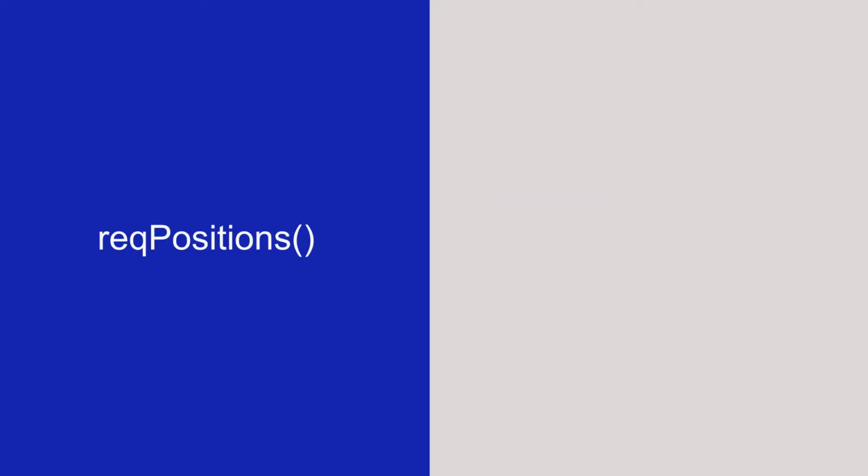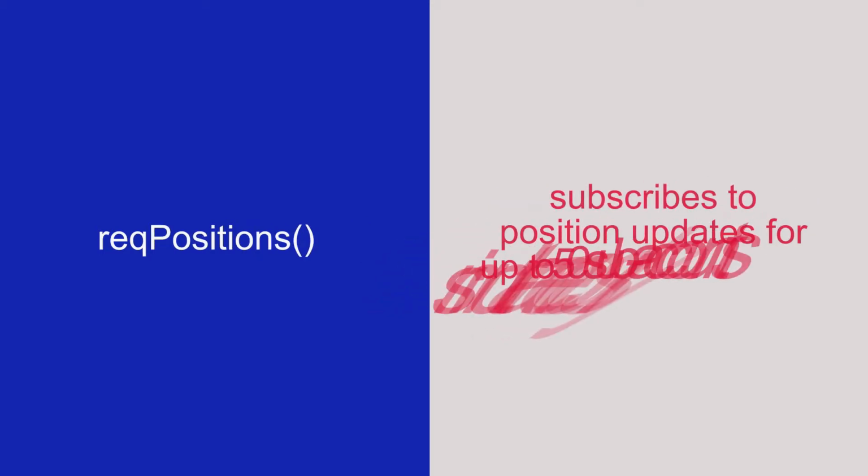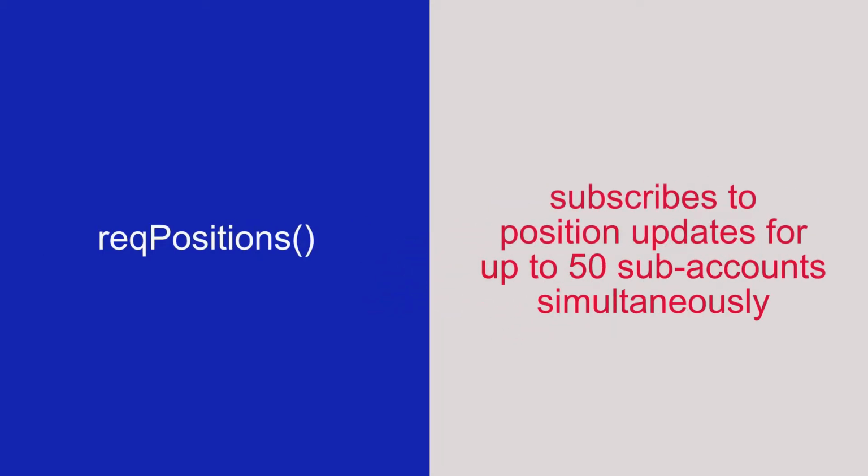A second function which can be used to query position information is just called reqPositions. This subscribes to position updates for up to 50 sub-accounts simultaneously. So if you have an advisor account with multiple sub-accounts or an introducing broker account with multiple sub-accounts, this would be the function commonly used.